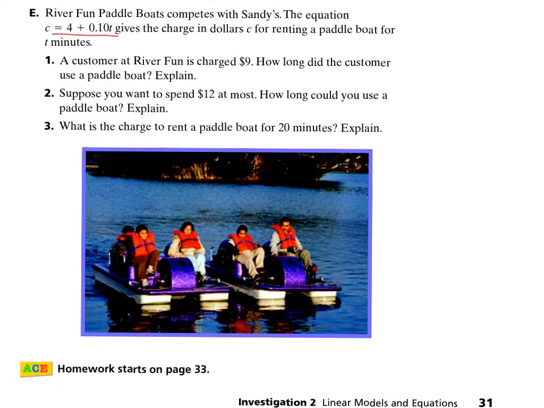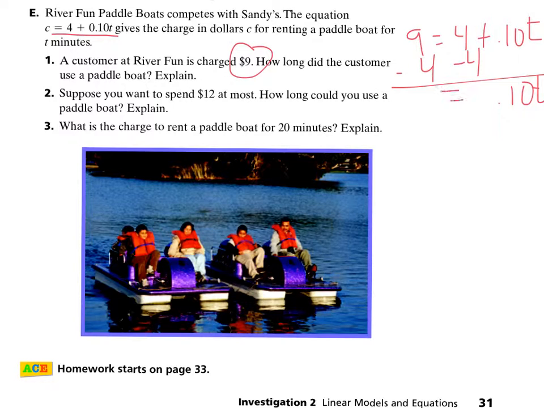So we'll use the equation and put in the $9, and that would be our cost. So we'll put 9 here, and that equals 4 plus 0.10 times time. And this time we know the cost, but we're looking for time, so we'll solve for t by subtracting 4 from each side of our equation. This should look pretty similar to the other questions we did earlier. We divide by 0.1 on both sides, or 10 cents, and we find that t equals 50. So for $9, you can rent a paddle boat for 50 minutes.